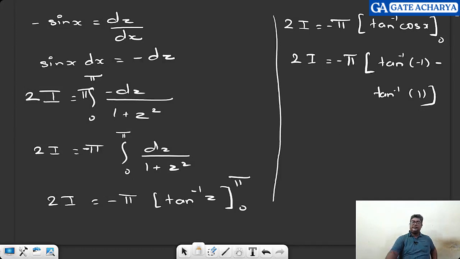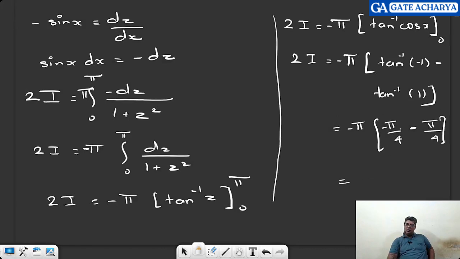Technically, yeah, correct. Now, guys, you might be asking, what is tan inverse of minus 1? Minus pi by 4. Minus the lower limit. What is tan inverse of 1? Pi by 4. Now, minus pi by 4 minus pi by 4 is minus pi by 2.